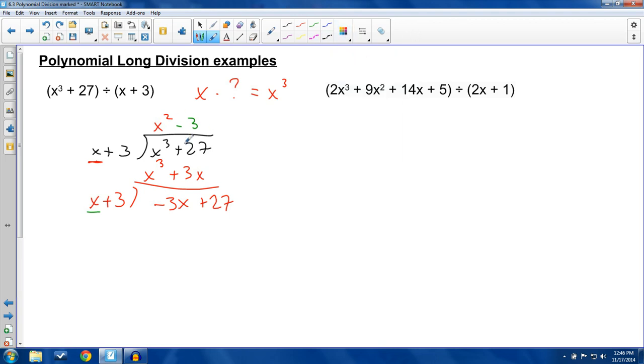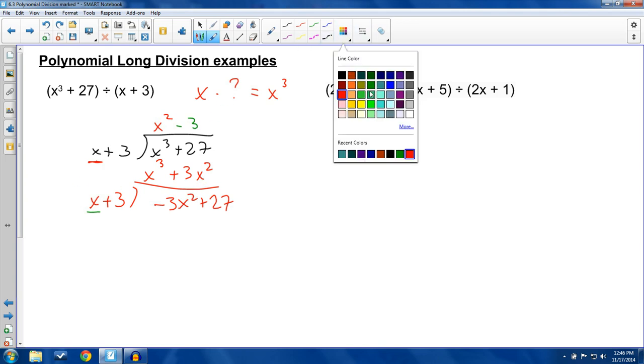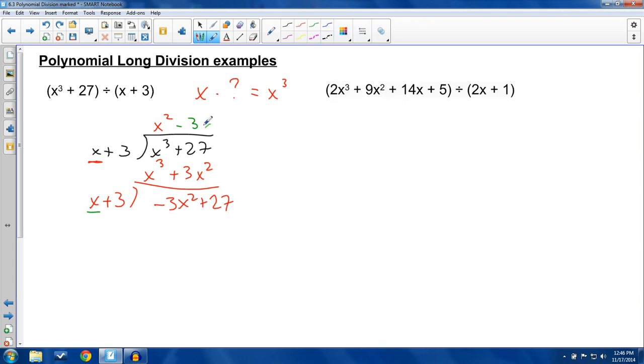Some color. This was 3x squared, 3x squared. This is negative 3x right here. So x goes into negative 3x squared negative 3x times. You multiply that, get negative 3x squared. Again, these should always cancel. 3 times negative 3x is negative 9x. These cancel. 0 minus negative 9x is positive 9x. Bring down the plus 27.